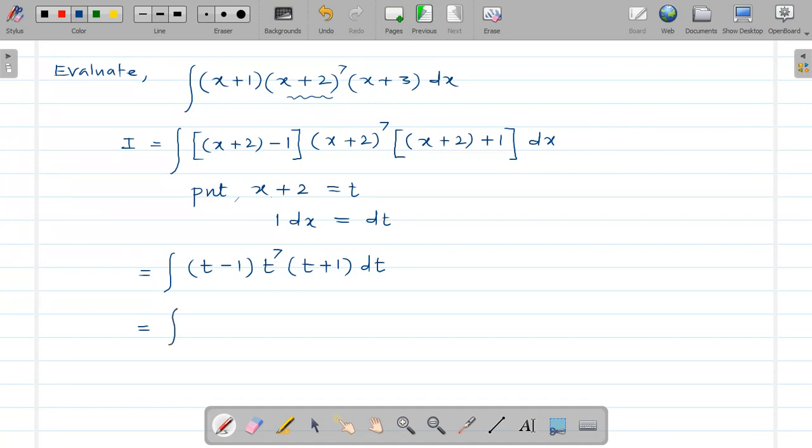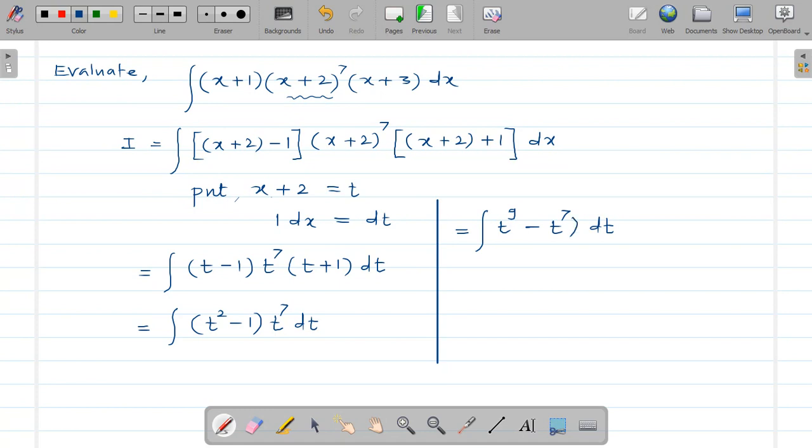So it becomes, by algebraic rule, t minus 1 into t plus 1 means t square minus 1, a square minus b square rule, into t raised to 7 as it is, into dt. Now to evaluate this integration, first of all I will multiply this bracket. So we get, next step, integration multiply by t raised to 7. So t raised to 7 into t raised to 2 is t raised to 9, minus t raised to 7 into 1 is t raised to 7 dt.